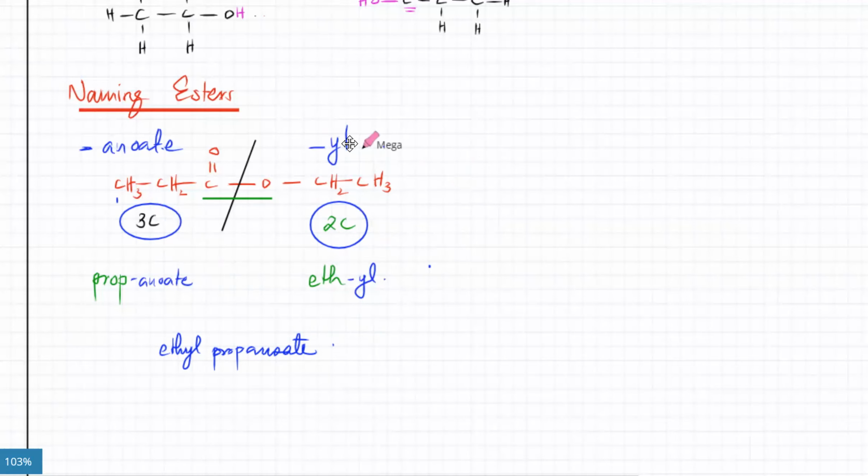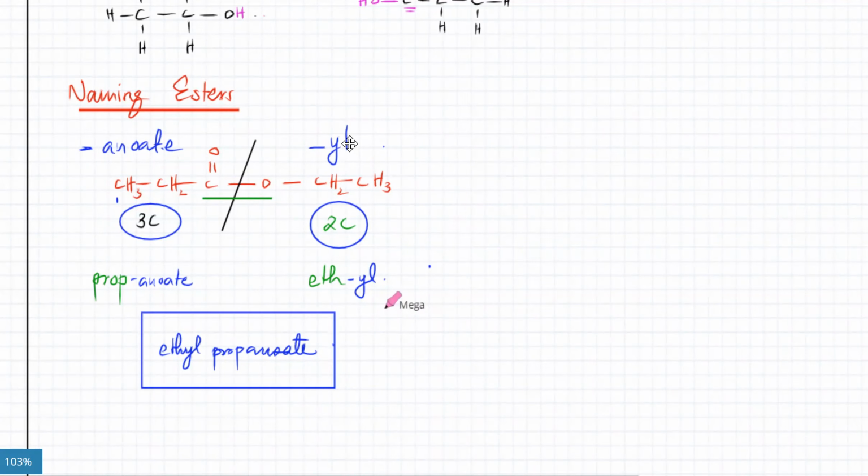ये जो single O वाली side, it's always going to be called alkyl. So it's going to be ethyl or methyl or butyl or propyl. और ये वाली side जो है, that's always oate, so it's propanoate or methanoate or whatever. ठीक है. And when you name it, so जो order होता है, that is ethyl is written first, so it's going to be called ethyl propanoate.